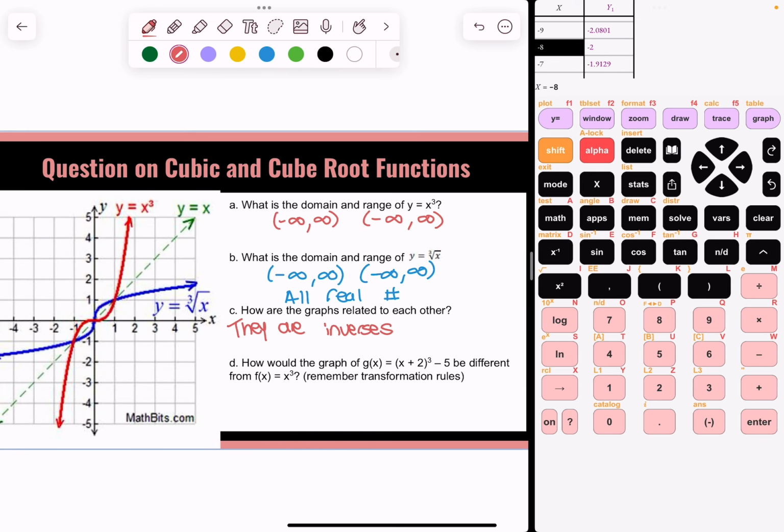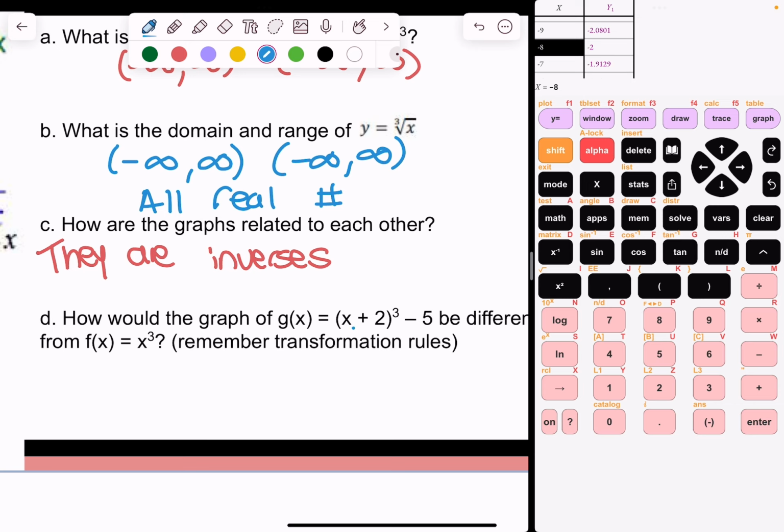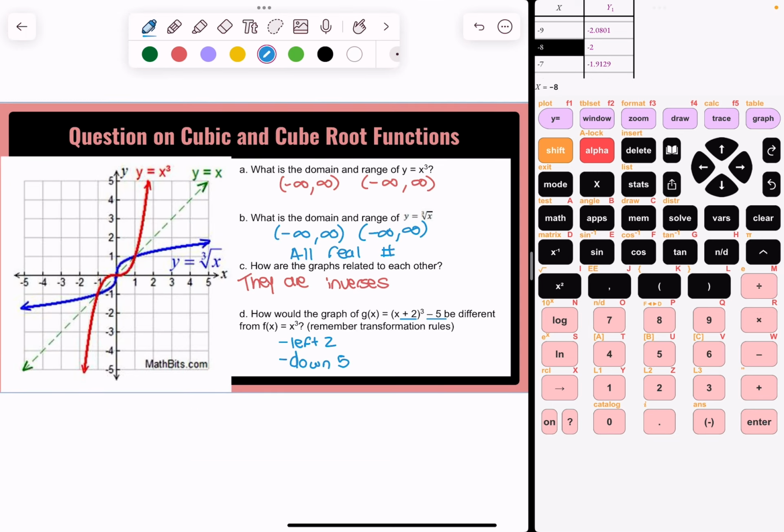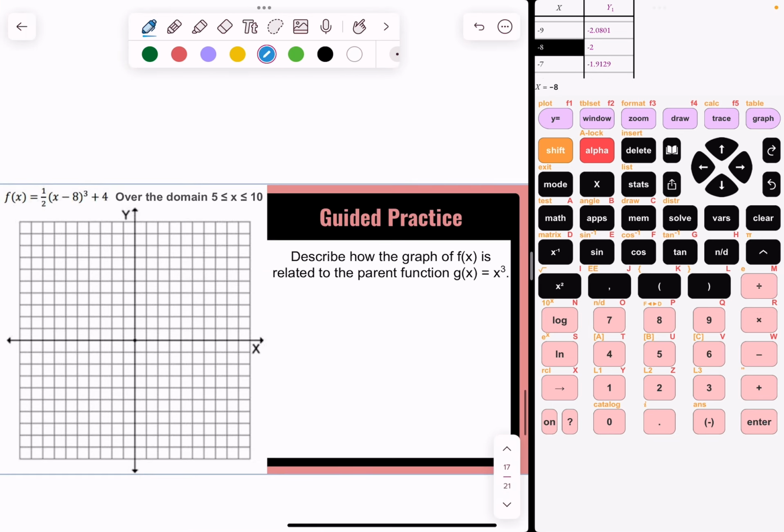And now let's think about transformation rules. What does this +2 do? This +2 makes the graph go to the left 2. And then this -5 on the outside makes the graph go down 5. Perfect.